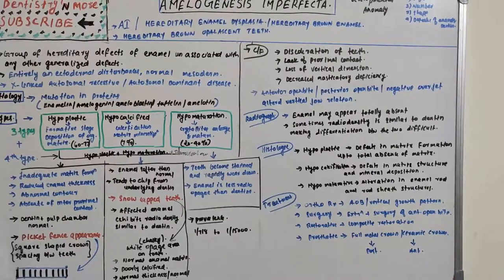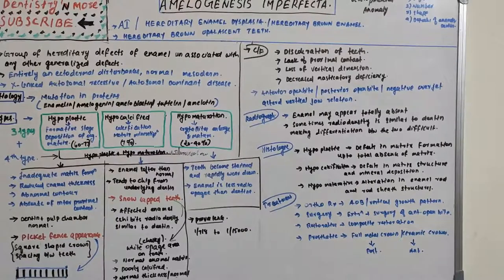This type of fence we have seen in railway stations. Hope you have seen this type of fence in railway stations. In normal houses, this type of fencing is not there. We know we have seen it in railway stations because it has interdental spaces similar to the picket fence. So square shaped crowns, spacing between teeth, and there will be picket fence appearance in hypoplastic amelogenesis imperfecta.